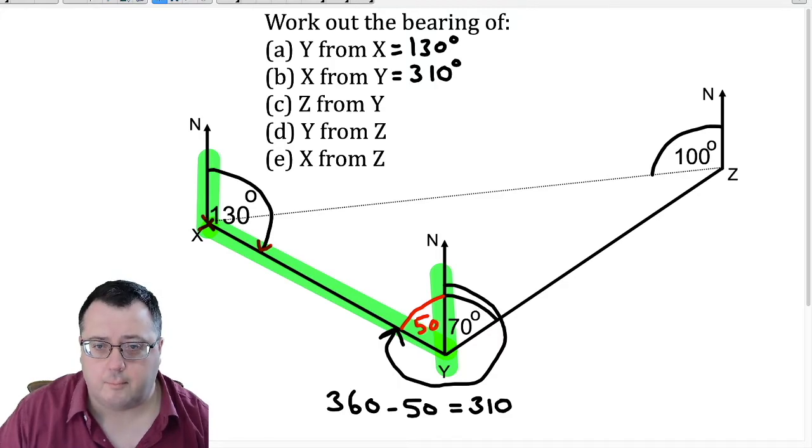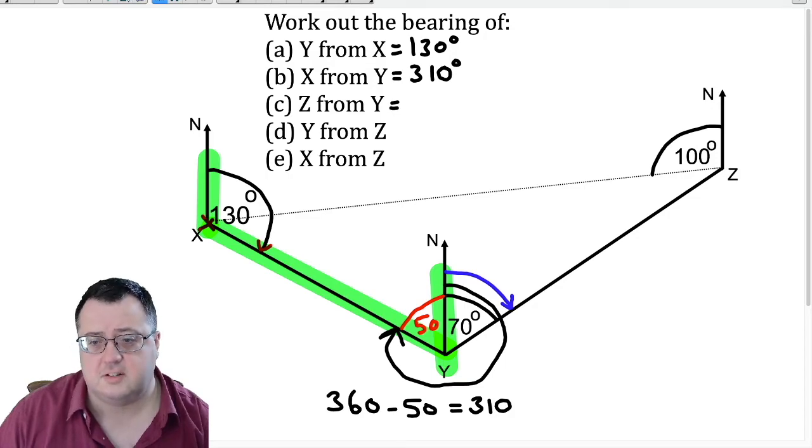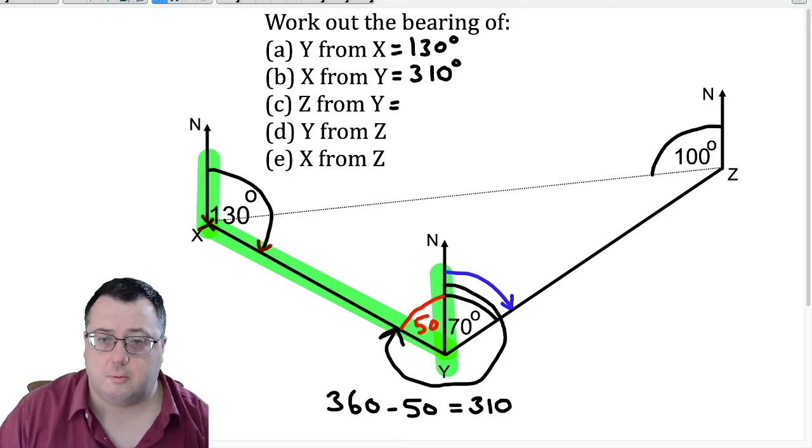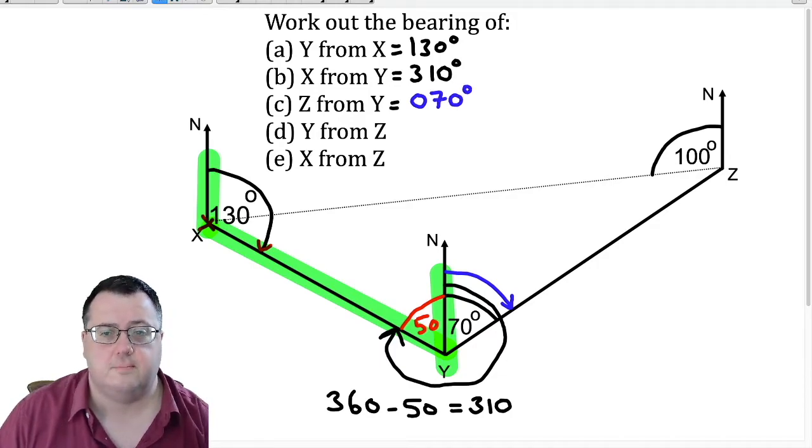Z from Y. So we're starting at Y and going to Z. North line is already drawn in. I do this in blue, I think. Clockwise, bearing there. Oh look, that's marked in. It's 70 degrees. Except we're going to write 070 degrees because bearings are always given in three figures. Next, Y from Z.